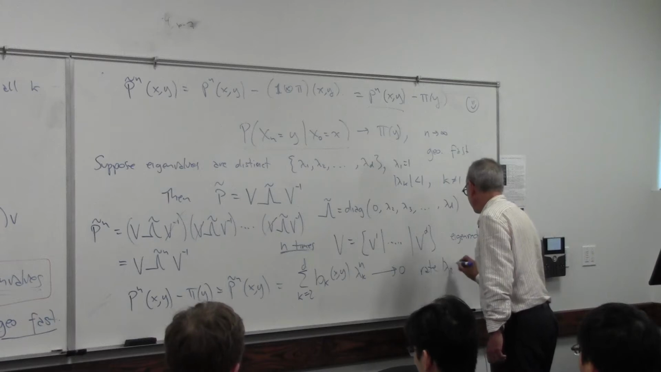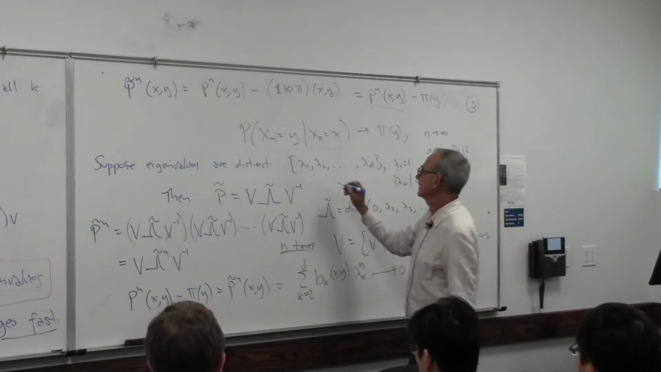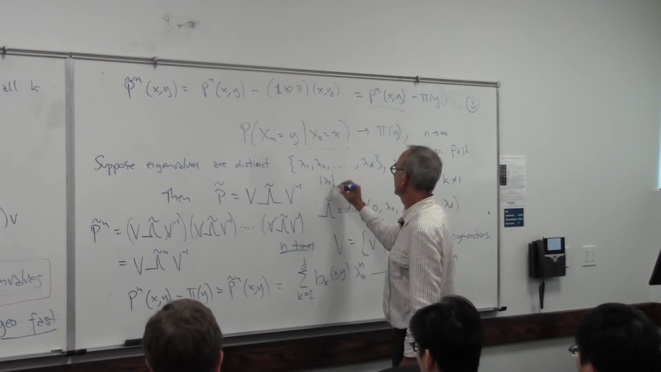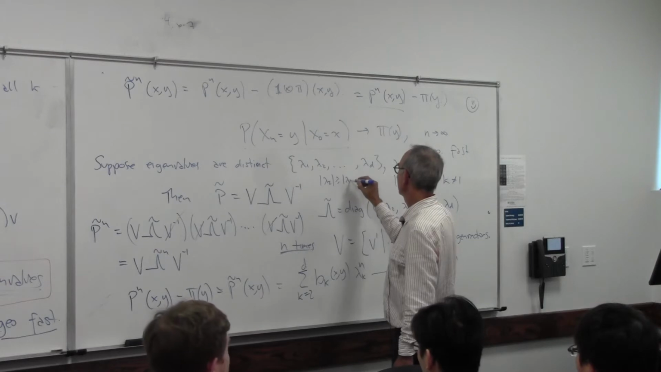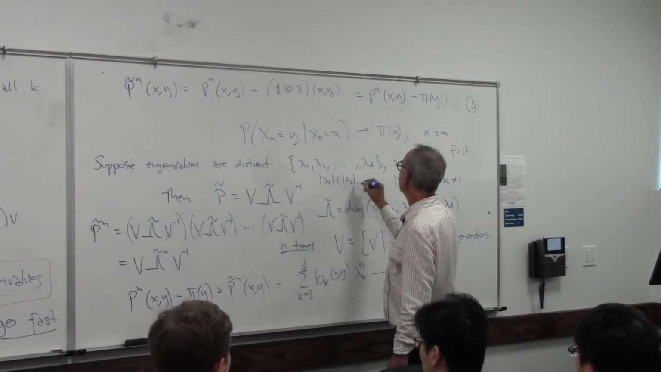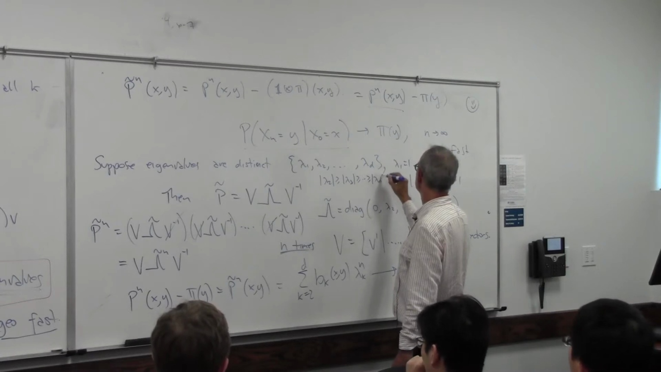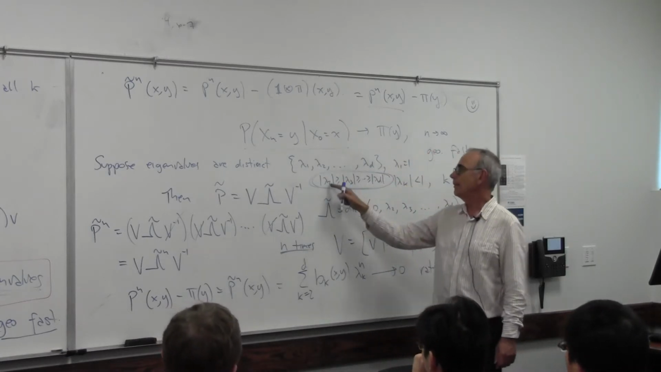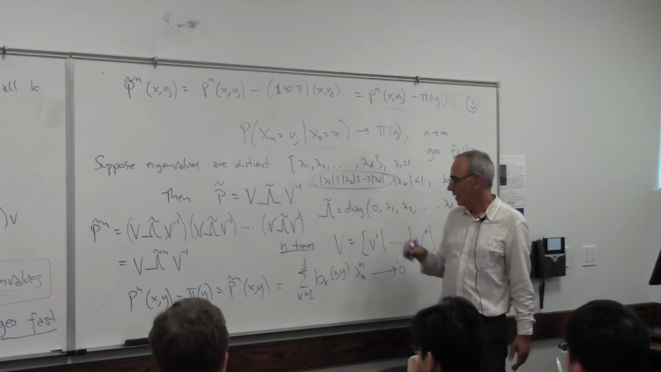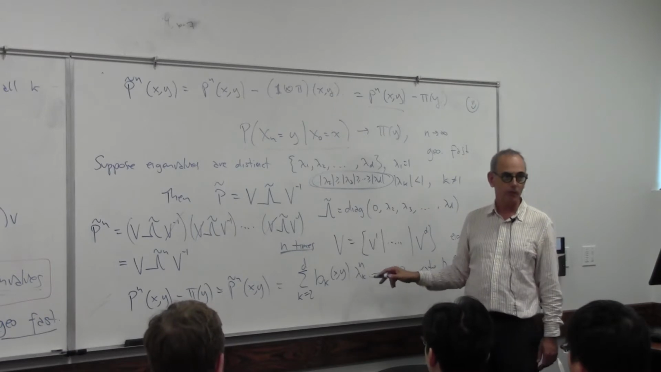To the n, assuming that these are ordered. I should have said that. It's typically assumed that these are ordered. So maybe these are all equal. Who cares? But the dominant term here is the thing that determines the rate of convergence, and that's it.